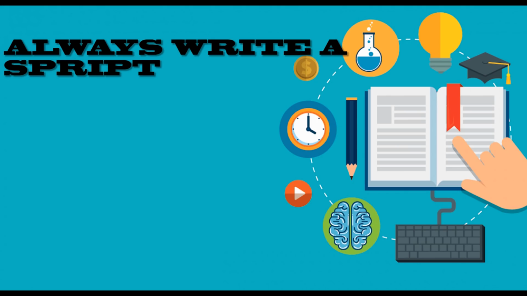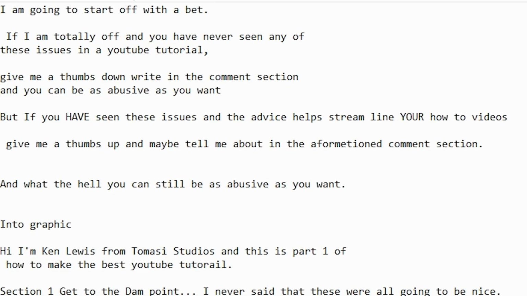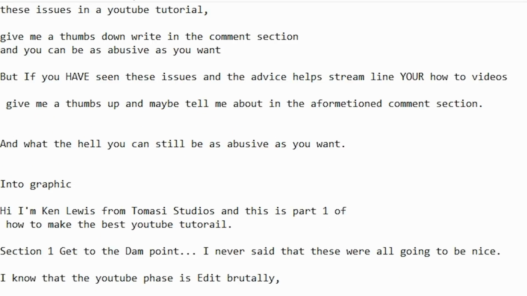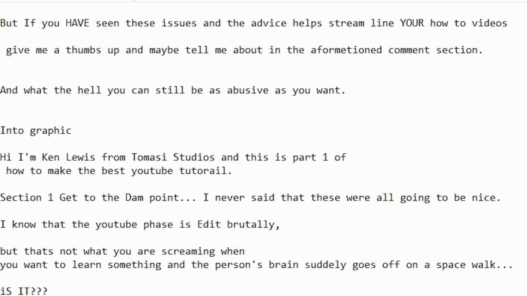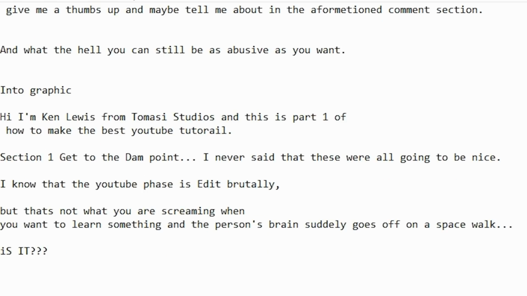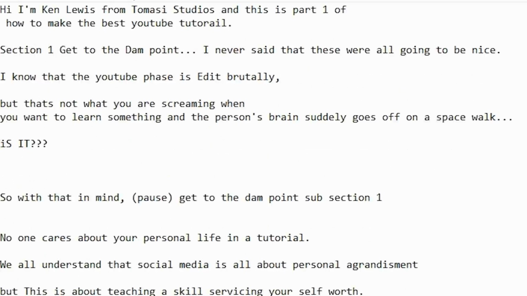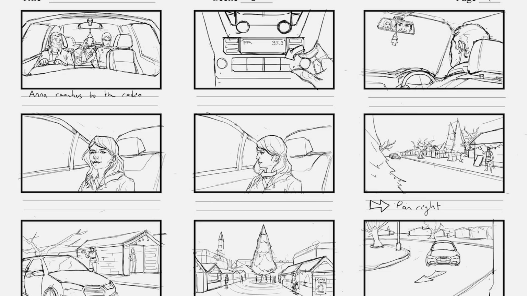Subsection 3. Always write a script. I have saved the most important tip for last. Writing a script will keep you organized and help you avoid all the problems I've been talking about. I am in fact reading off a script right now. Also, storyboarding can be very helpful. Actually using visual examples of what you want to do.